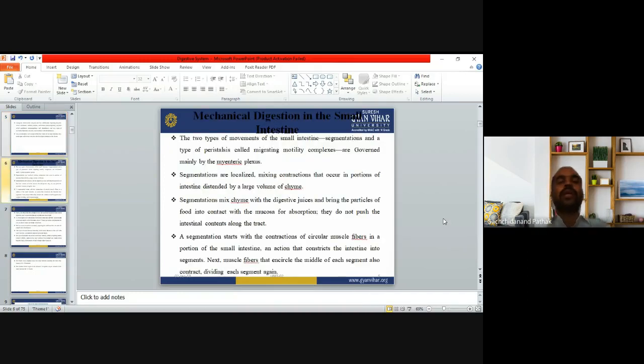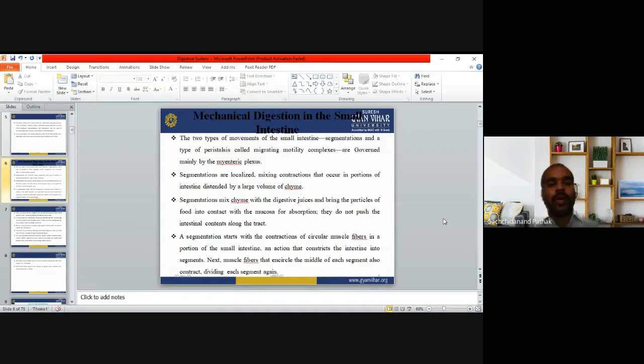Now, how does mechanical digestion occur in the small intestine? There are two types of movements of the small intestine. It is mechanical digestion, not chemical digestion. So try to understand the two types of mechanical movements: segmentation and a type of peristalsis called the migrating motility complexes, which are governed mainly by the myenteric plexus.